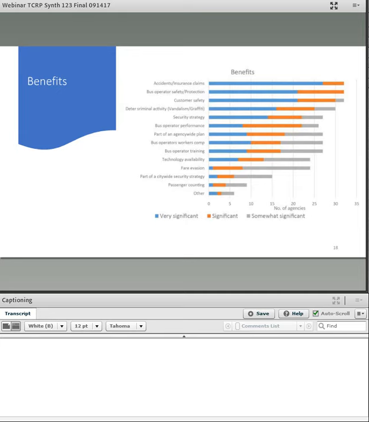Now the benefits. When we asked them what the benefits were after they put their systems in and they've lived with them for a while, it came up in a very similar way. So you can say that their goals were achieved. Benefits for accident and insurance claims actually became a little bit more significant as a benefit than the bus operator safety and protection, but just a teeny bit, in a subjective way. Customer safety, deterring criminal activity, security, and I can read through the list.